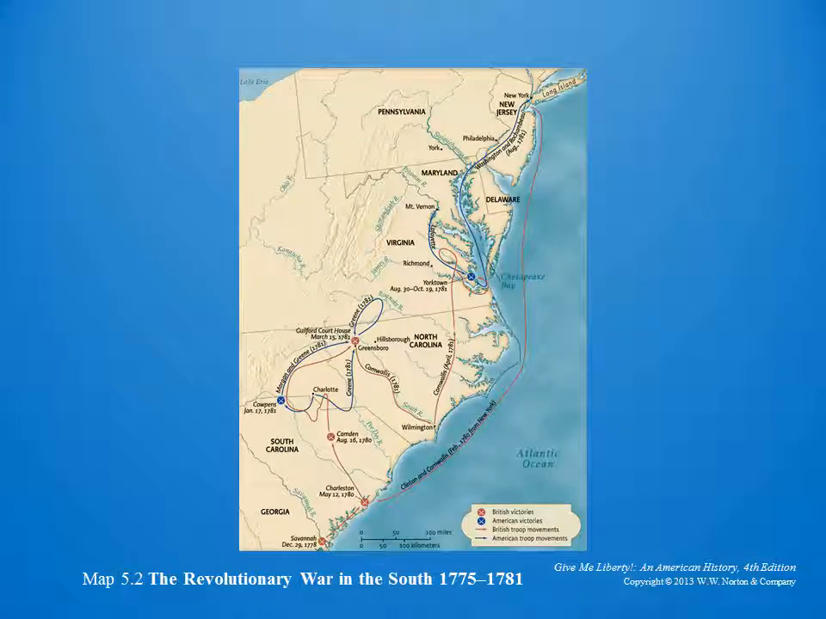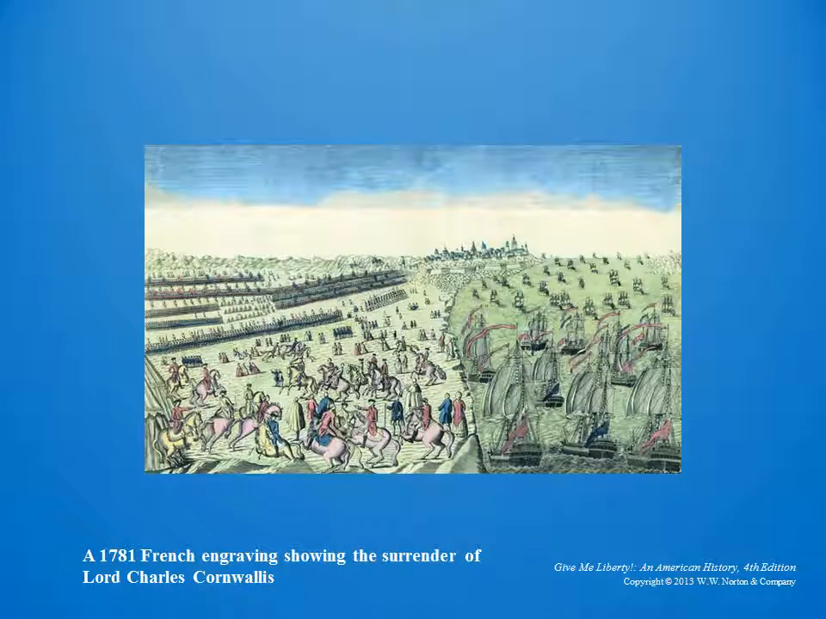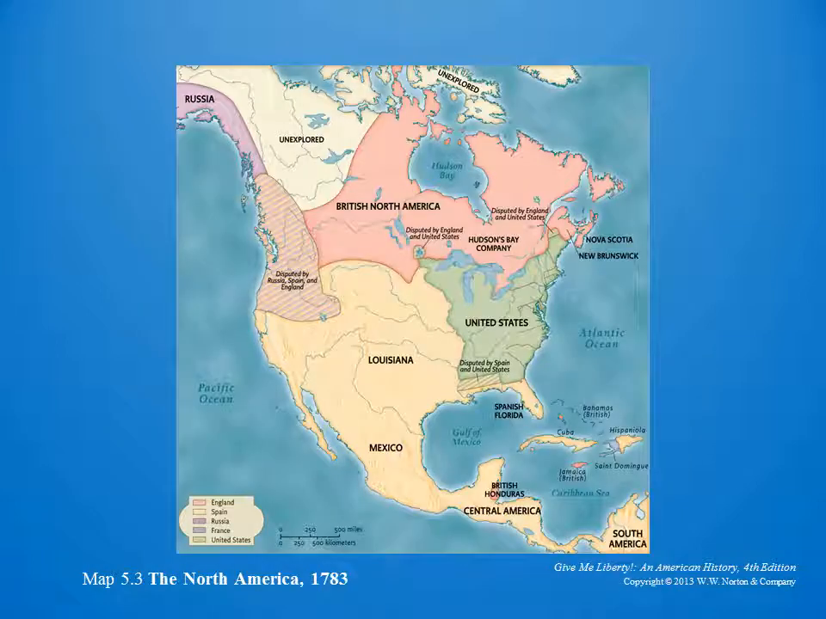You can see this map of the Revolutionary War, with the fighting shifting to the south after 1777 and culminating in 1781 with the British defeat at Yorktown. This is a 1781 French engraving that shows the surrender of Lord Cornwallis and his army at Yorktown, which ended the War of Independence. You see in the picture the French fleet sitting just offshore, and this shows the newly independent United States occupying just a small part of the North American continent in 1783.